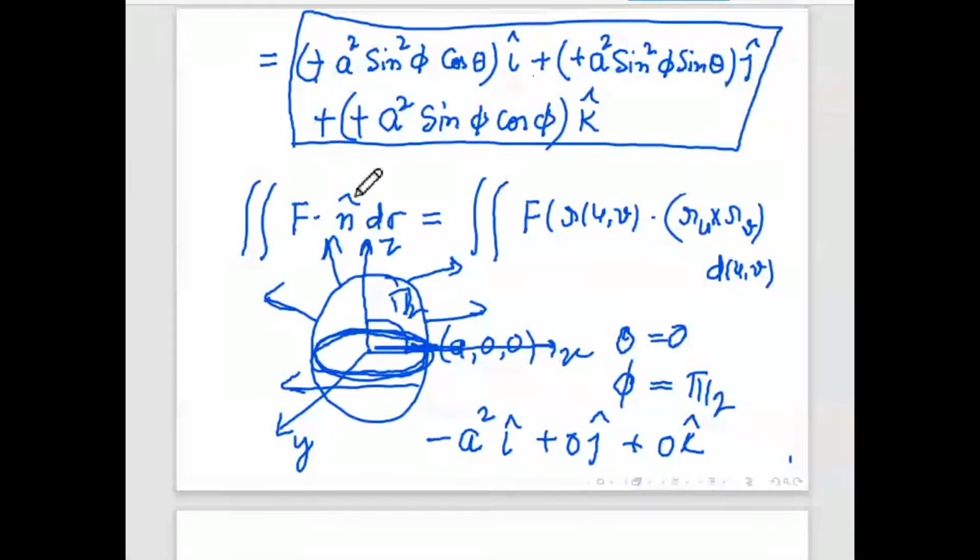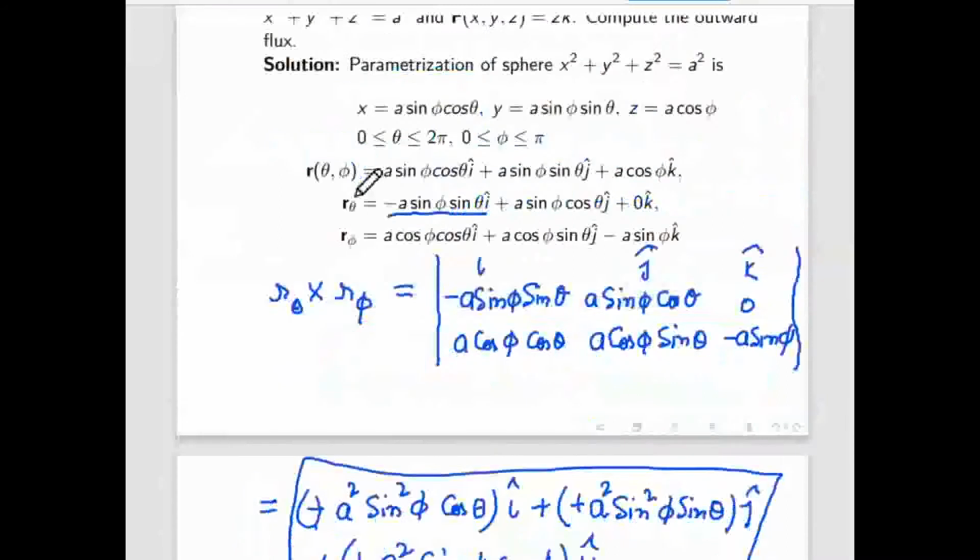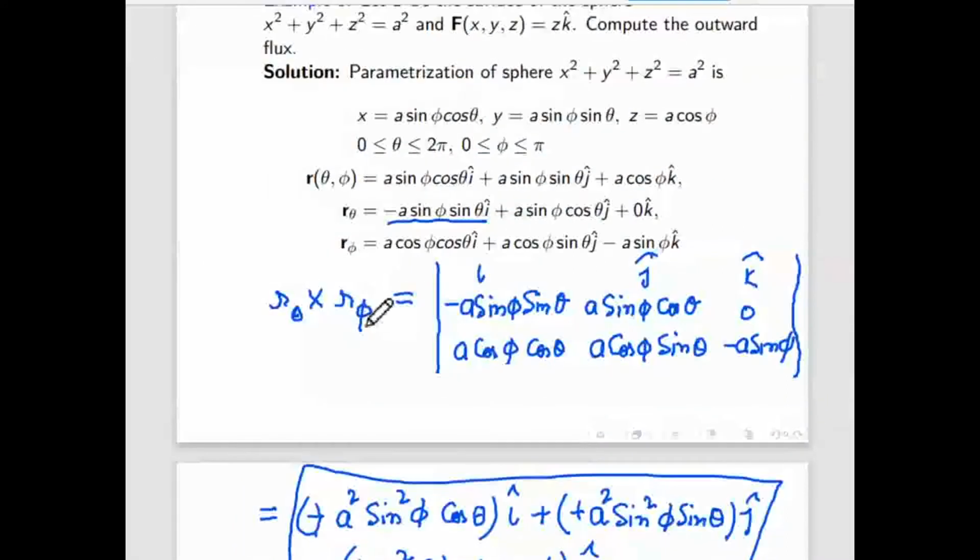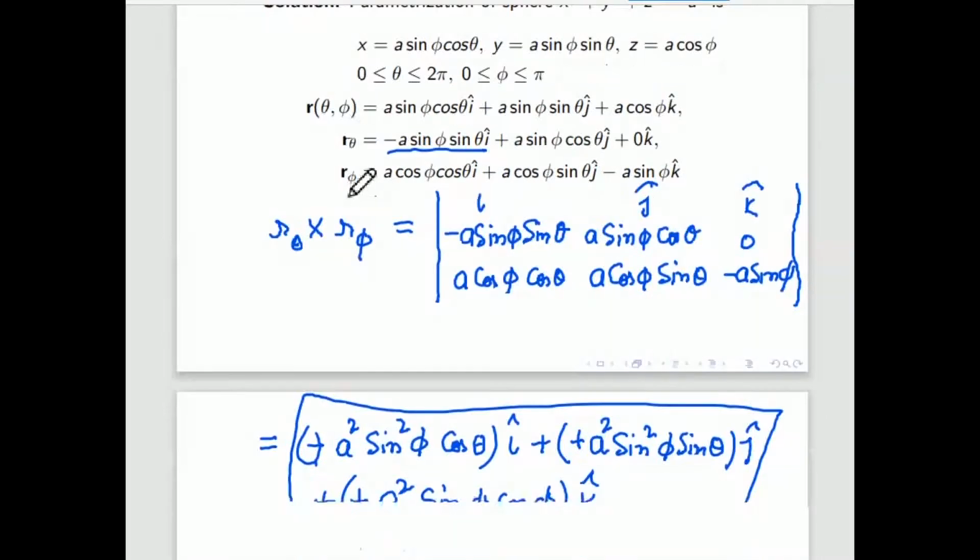Making it plus means you are taking r phi cross r theta, not r theta cross r phi. It is the same as someone calling this theta u and this v, r u comma v. Suppose someone reverses the order, v as u and u as v, and calculates ru cross rv, then only your normal direction will change, but the vector will not change. After putting this normal, you will get this.